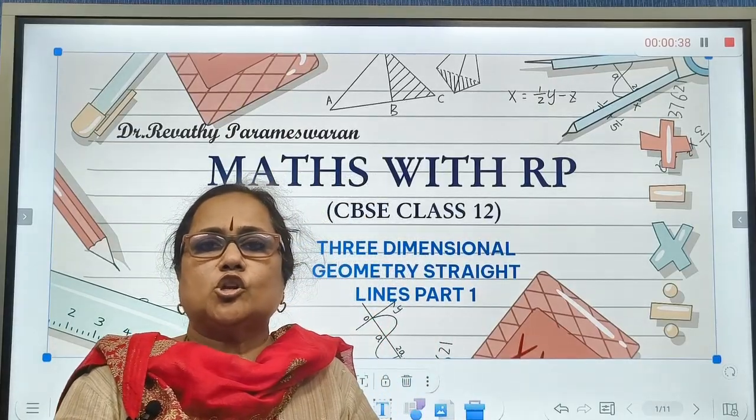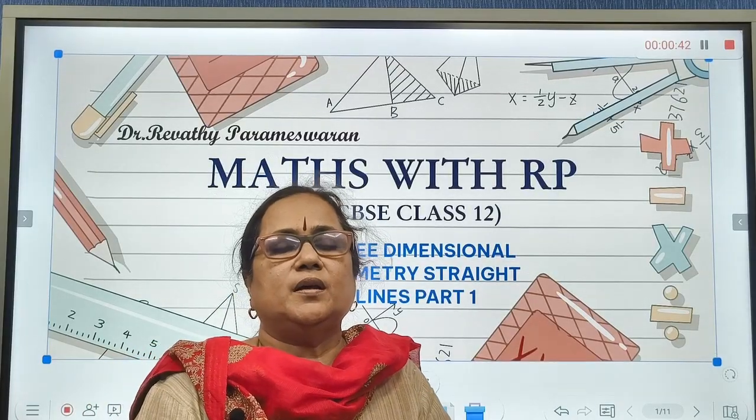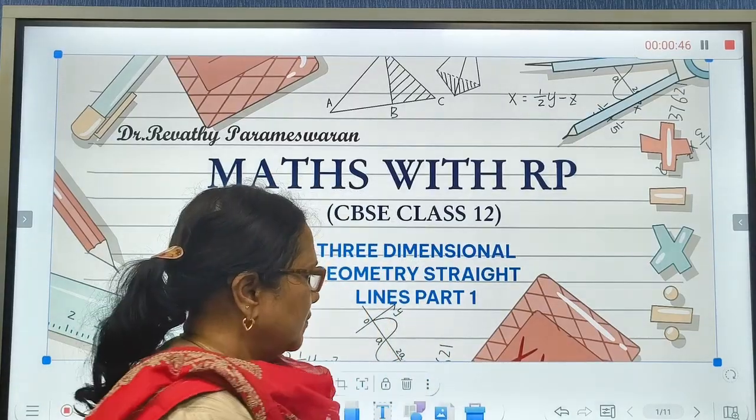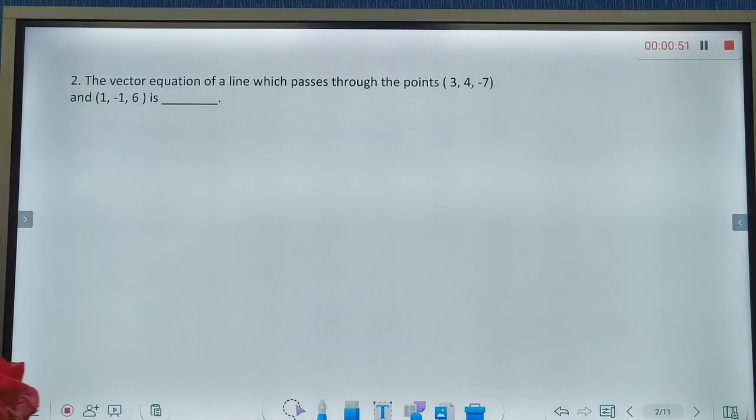Today we are going to solve simple problems in three-dimensional geometry based on the topic of straight lines. Let's look at the problems. How to find the vector equation of a line which passes through 2 points.